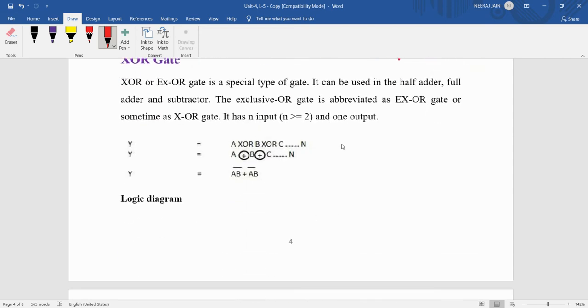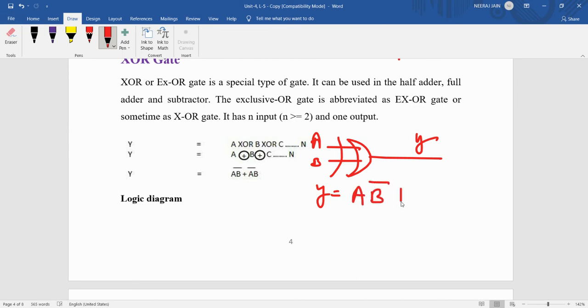Now the XOR gate. The symbol of the XOR gate is like this. If A and B are the inputs, Y is the output, then Y is equal to AB bar plus A bar B. That will be the output.